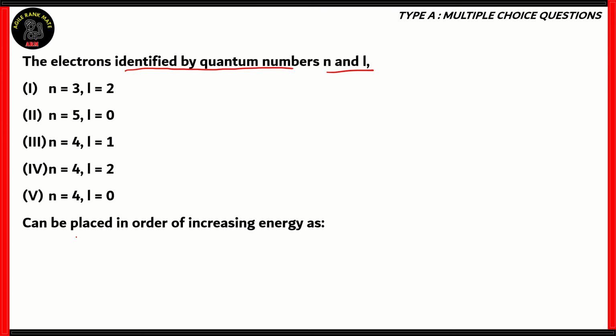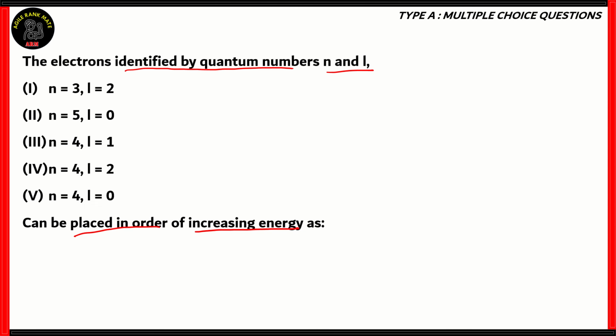Now these 5 electrons can be placed in order of increasing energy as: 1 less than 5 less than 3 less than 2 less than 4. That's option A. 1 less than 5 less than 3 less than 2 less than 4. That's option B. 5 less than 1 less than 3 less than 2 less than 4. That's option C. 5 less than 1 less than 2 less than 3 less than 4. That's option D. So, how do we solve this question? Well, for that, we need to understand how quantum numbers are related to energy.